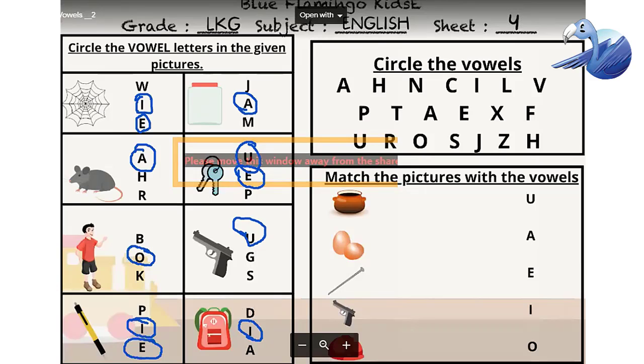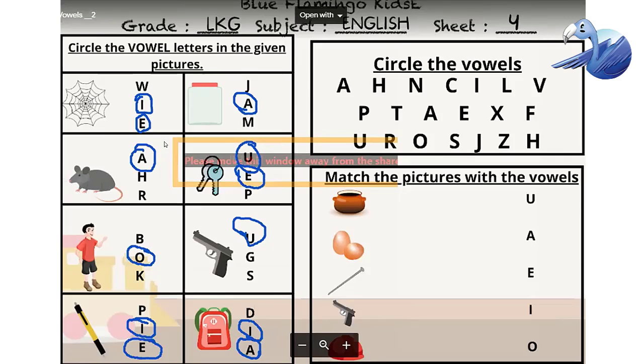Okay, students. So like this, you have to circle the vowel letters. So for that, students, how you will remember the vowel letters? You have to write the vowel letters in your notebook. Okay, like A, E, I, O, U. So these 5 vowel letters only we have to circle. Okay. Now let's move to next part, students.